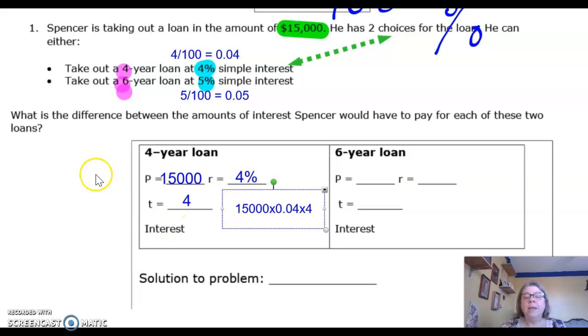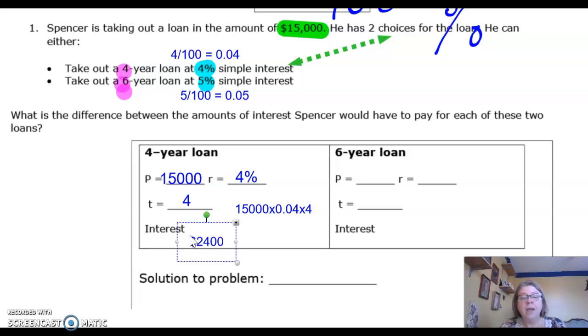All right, so I'm going to get my calculator. You can use your calculator, and I'm just going to plug that into my cell phone calculator. This time I'm not going to try to show it to you. I'm just going to do 15,000 times 0.04 times 4. Type it into my calculator, hit equals, and my calculator gives me 2,400. So that means that the interest that I would make on that $15,000 is going to be $2,400.